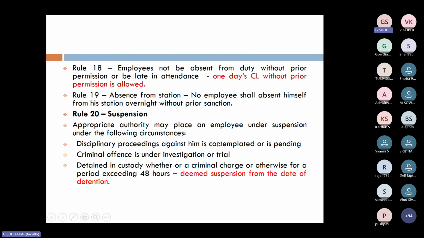This rule: disciplinary proceedings against him are contemplated; a criminal offense is under trial or investigation; and he is put in detention. It is deemed suspension from the date of detention.